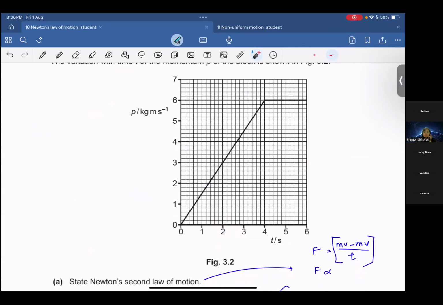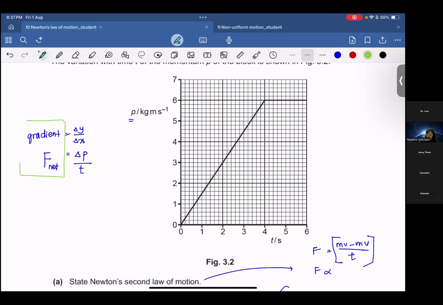Okay, Vashini, yes, correct. Your answer is correct. We're waiting for others. Any others? Are you able to get the answer? So we're trying to look at the gradient for this momentum-time graph. Gradient, we use y2 minus y1 divided by x2 minus x1. This is mathematics. So our y-axis here is the change of momentum, and your x-axis is your time. So change of momentum divided by time, this gradient is actually the net force.